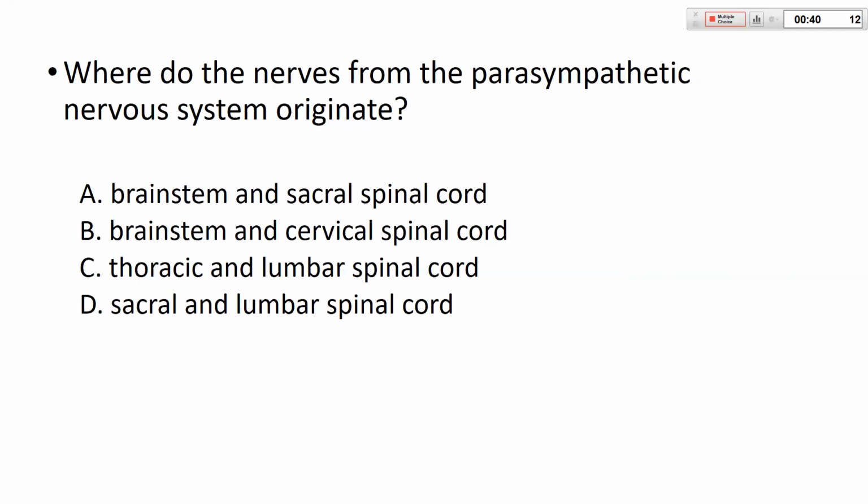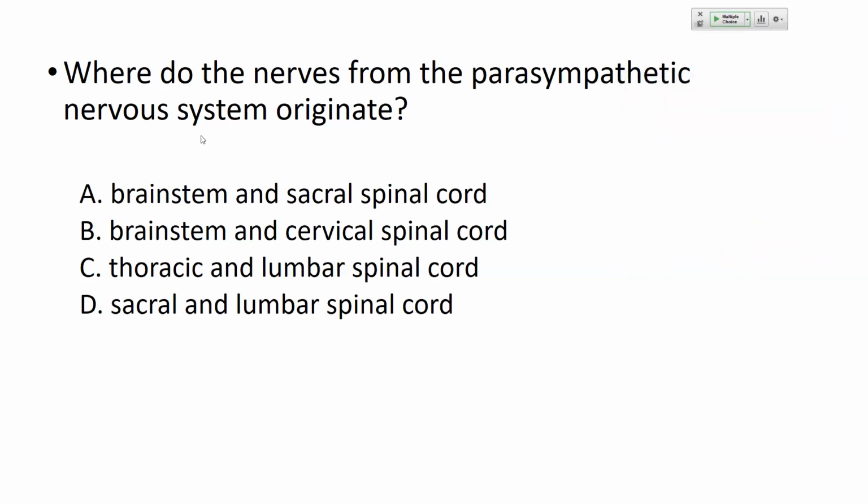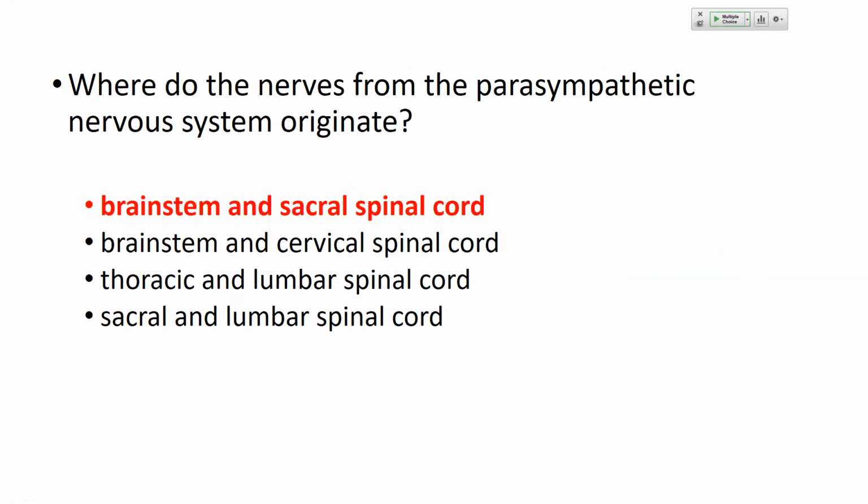Okay, so this question asks about the anatomy of the parasympathetic system. Most persons said A, some said C, right, which is the sympathetic division, but A is correct. So brainstem and sacral spinal cord.